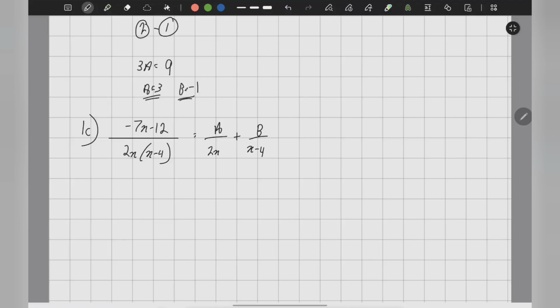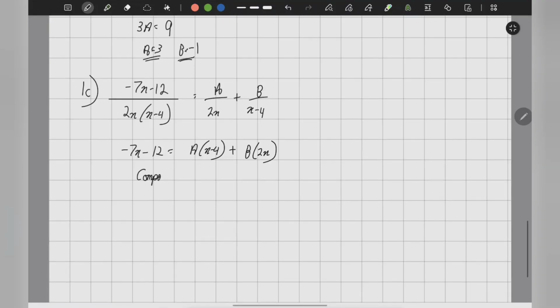And then we can do minus 7x minus 12, compare the numerators, cross multiply: a lots of x minus 4 plus b lots of 2x. Then we compare coefficients. So minus 7x would be equal to, if we expand this, ax minus 4a plus 2bx. So minus 7x, the only thing it could equal is ax plus 2bx. And the other part, the minus 12, would be equal to minus 4a because that's our only constant.